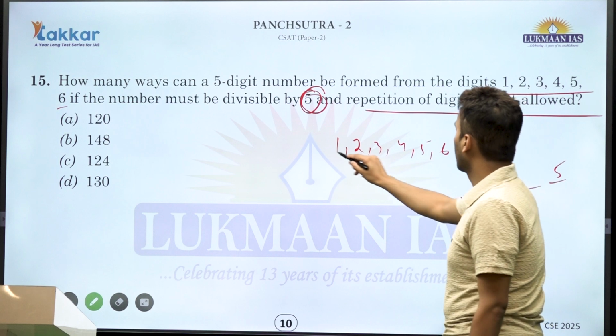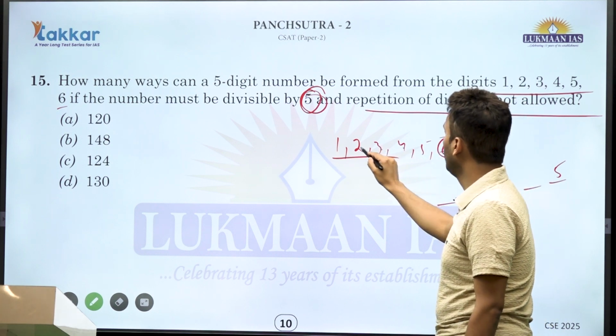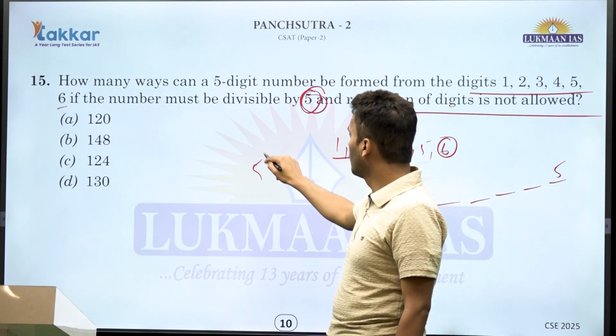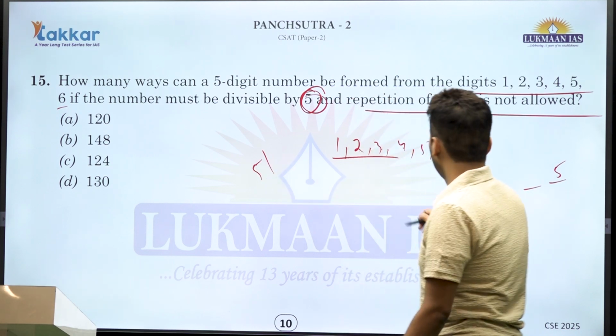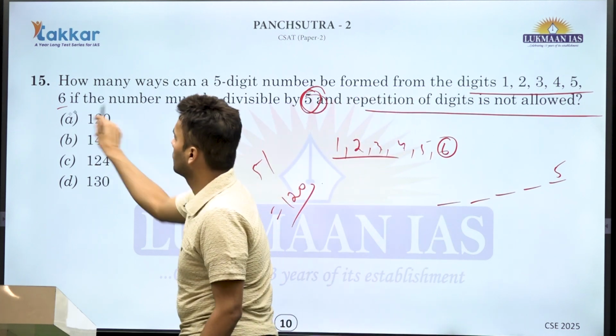So what are the leftover numbers? 6, 4, 3, 2 and 1. In how many ways can this be arranged? Simple. 5 factorial. 5 factorial is how much? 120. A is the correct answer.